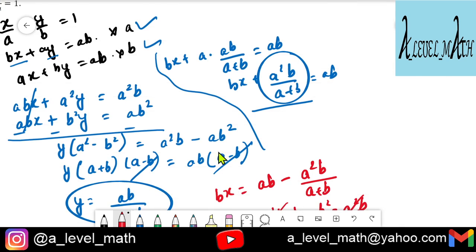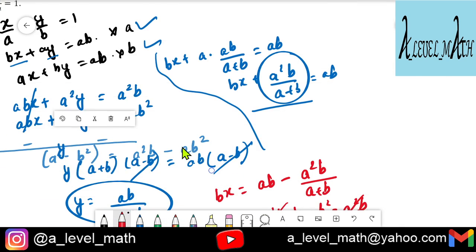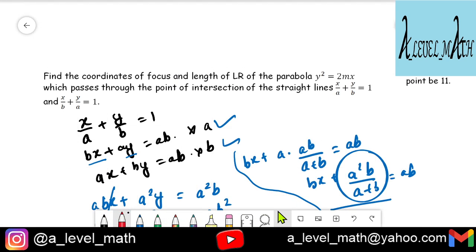Now back to the question. The question says that we have to find out the focus and the length of the latus rectum. So I told you that we just need to figure out the value of m in y squared is equal to 2mx, right? So what we can do is we can just put down the values of x and y over here.